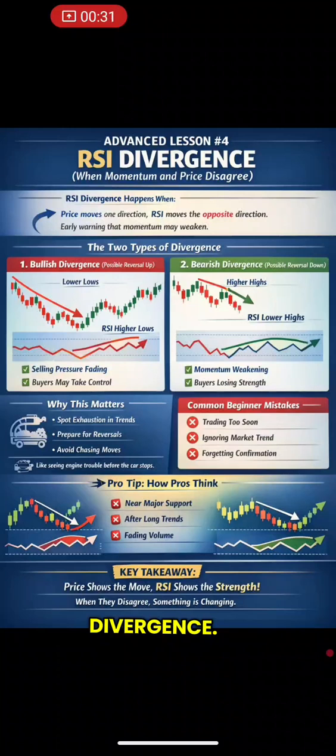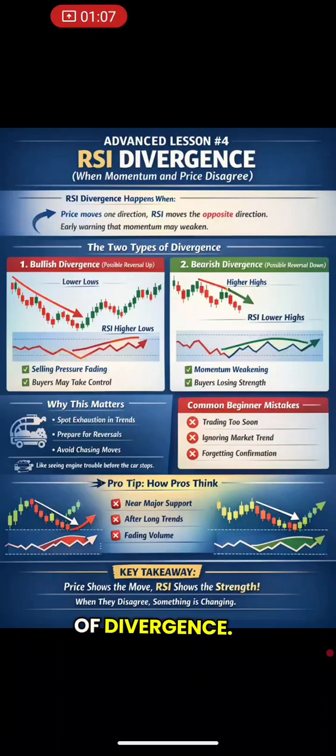RSI divergence, advanced lesson number 4. When momentum and price disagree. Definition in plain English: RSI divergence happens when price moves in one direction, but RSI moves in the opposite. This tells traders momentum may be weakening, even if price is still moving up. This is often a warning signal, kind of like a yellow stoplight. It's telling you, hey, slow down. This may change or shift direction.